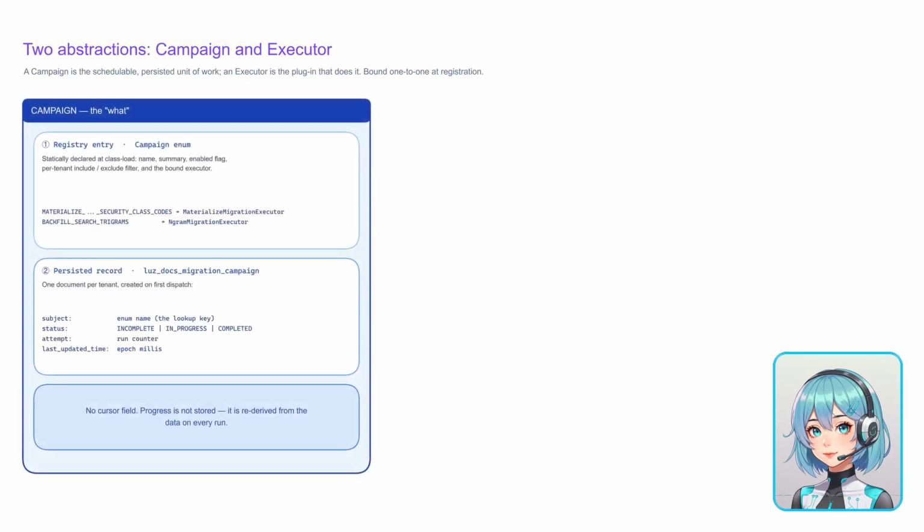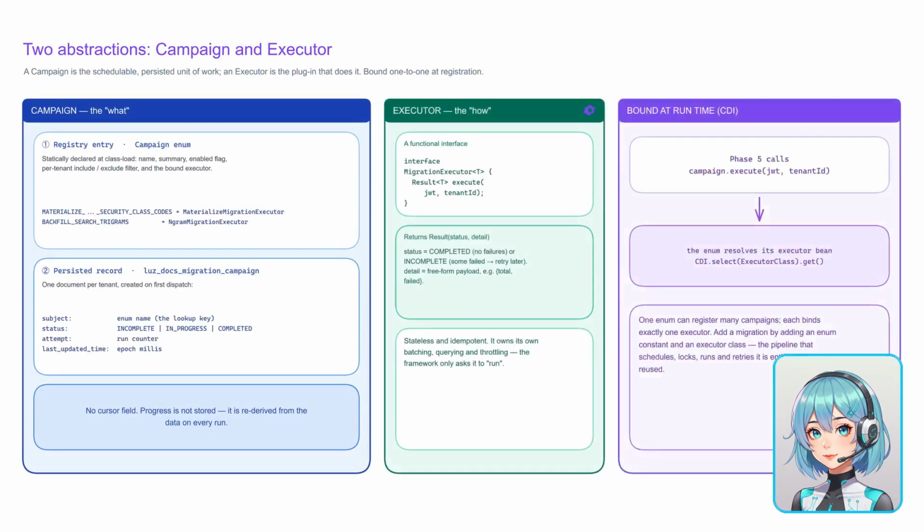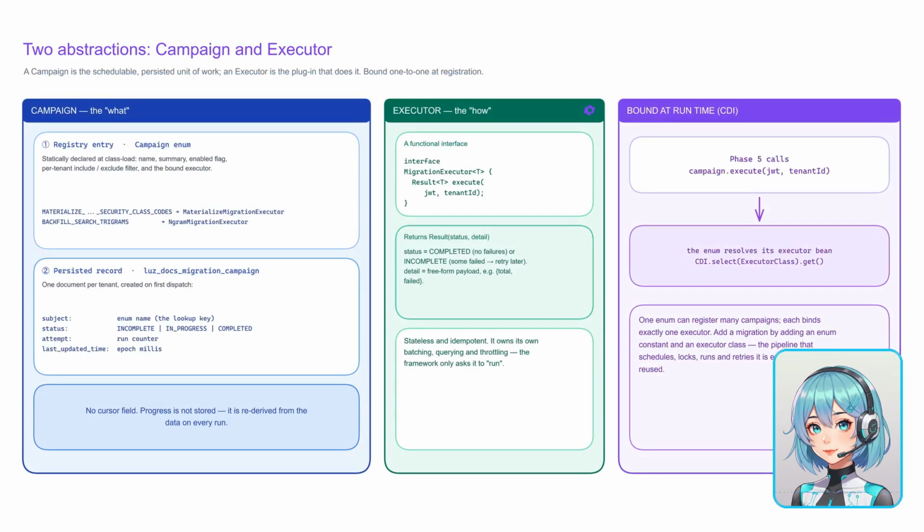On the left, the campaign, the what. In the middle, the executor, the how. And on the right, how the campaign finds and calls its executor at runtime.